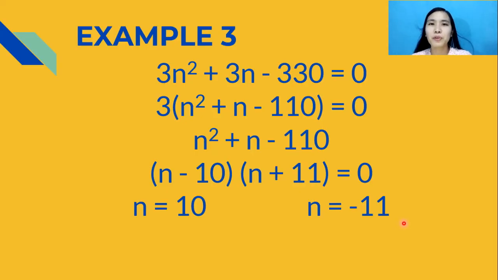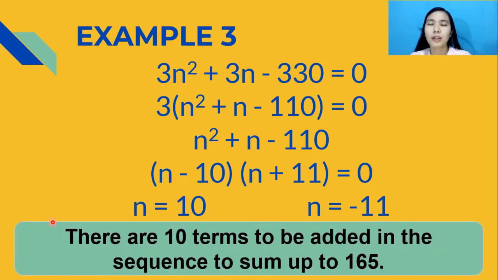But remember, we are looking for how many terms. We're referring to the number of terms, and it is impossible to have a negative number. That's why we will only take the positive one. Therefore, there are 10 terms to be added in the sequence to sum up to 165.